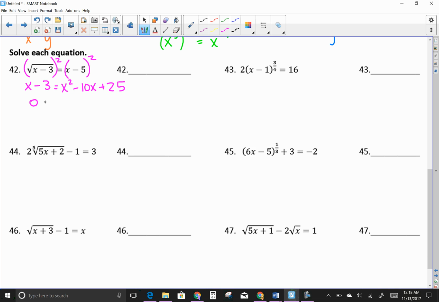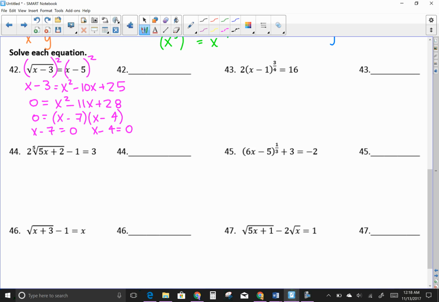I'm going to set everything equal to 0. So I don't have an x squared moving, but if I bring this x over here, I'm subtracting an x. And if I bring that 3 over here, I'm adding 3. So I end up with that quadratic equation. I'm going to factor it, x minus 7 and x minus 4. And when I set each of those factors equal to 0, that's x minus 7 equals 0 and x minus 4 equals 0.